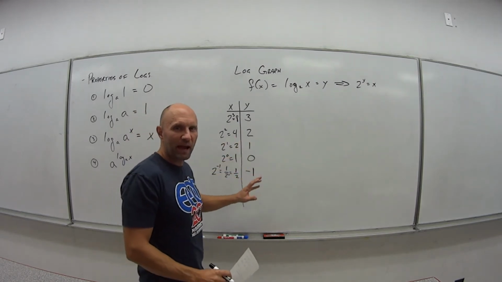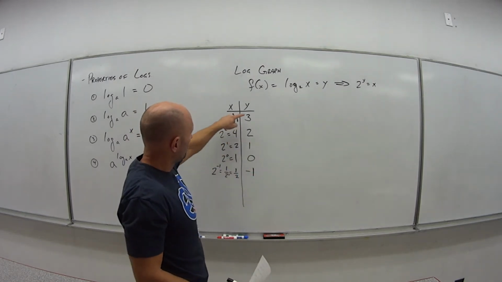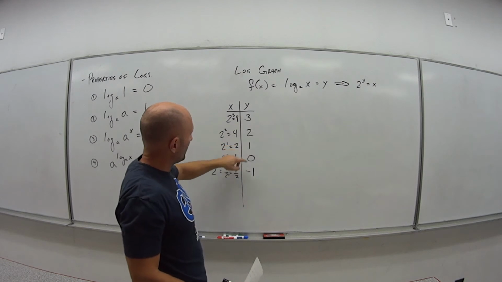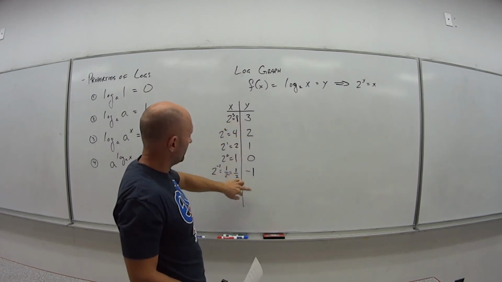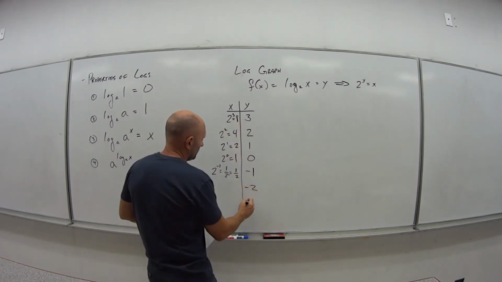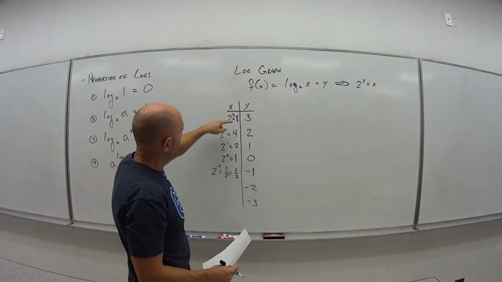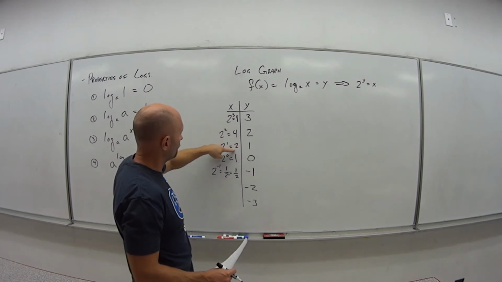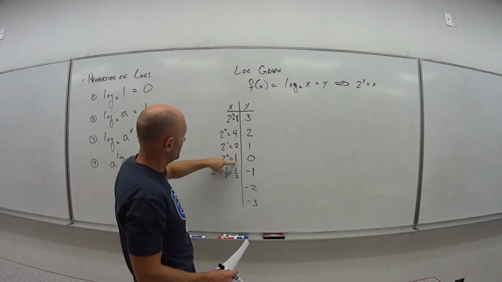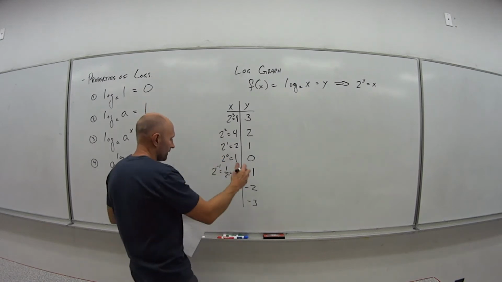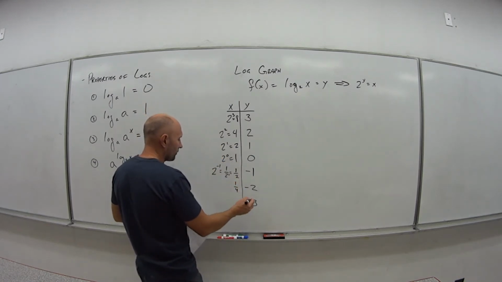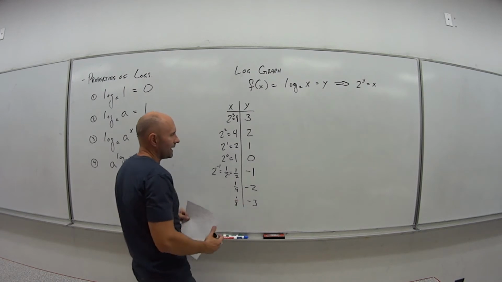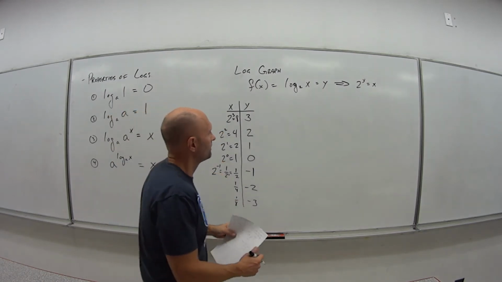So can we see a pattern developing in the table here? As these y numbers keep going down by 1, 3, 2, 1, 0, negative 1, negative 2, negative 3, what's happening to these x values? 8 divided by 2 is 4, divided by 2 is 2, divided by 2 is 1, divided by 2 is 1/2. If I divide it by 2 again, I get a 1/4. If I divide it by 2 again, I get 1/8. Do you see that pattern?